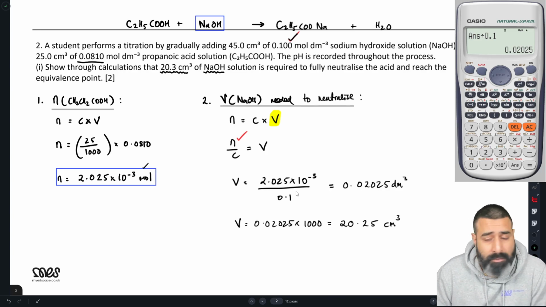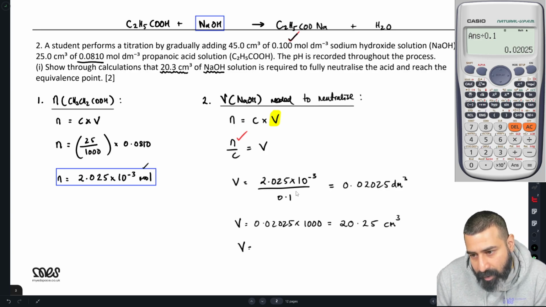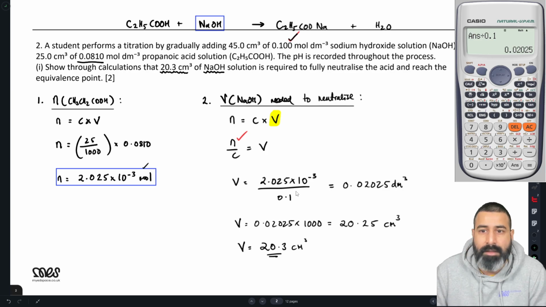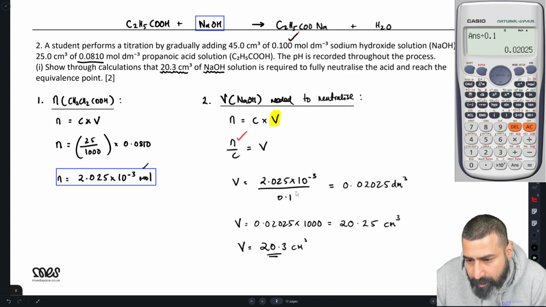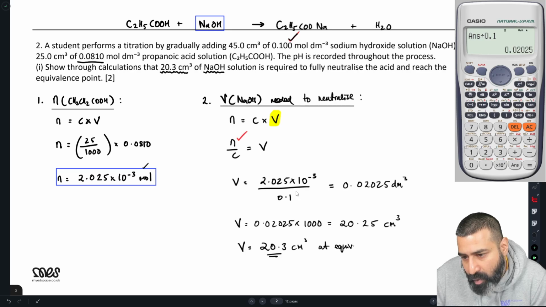If we round to 3 significant figures or 1 decimal place, we can say that the volume is indeed 20.3 centimeters cubed. So that's how much sodium hydroxide is needed. That's the volume of NaOH needed at the equivalence point.